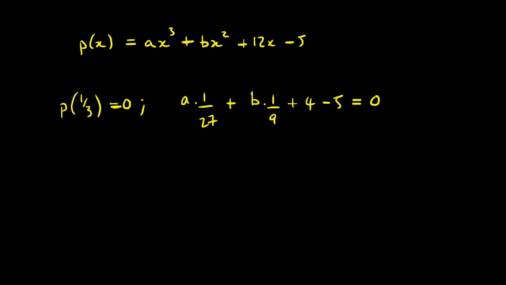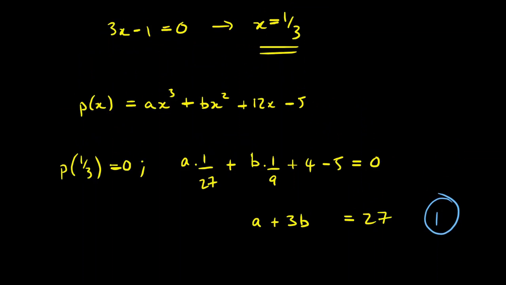Well, I think it's probably better for us to get rid of the fraction. So I'm going to multiply everything through by 27. So that will be a plus 3b. 4 minus 5 is -1. So -1 times 27 is -27 is equal to 0. But it's probably better for us to write that as a plus 3b is equal to positive 27. And that will be an equation that we will be able to use later.